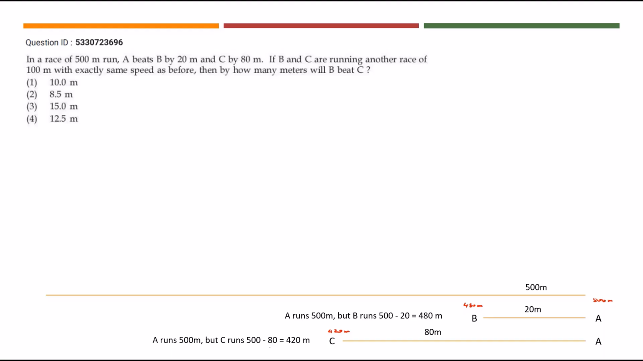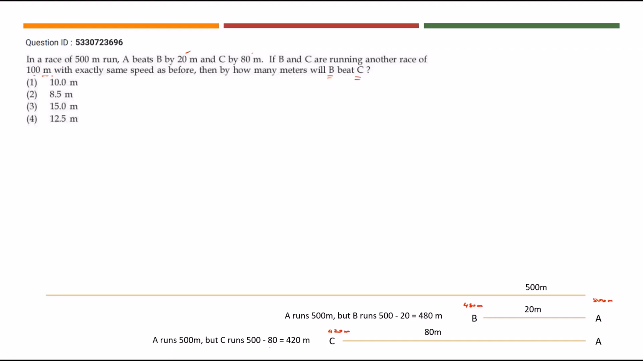Do we know what speed B ran or C ran? We don't know. So they are asking, if they run at the same speed, how many meters will B beat C? Here they have given a clue that B is the winner and C will be lagging behind. So here they have given the difference as 20 and 80 in the 500 meter run. Similarly, they are asking the distance between B and C in a 100 meter race.